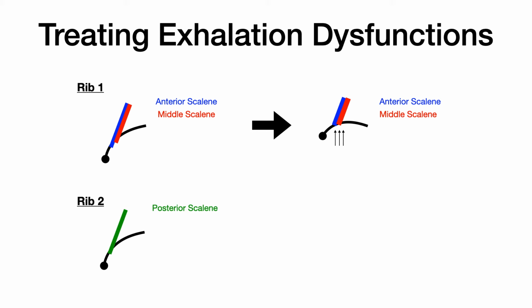Rib number 2 has attachments to the posterior scalene, here shown in green. So if we have rib number 2 stuck down in an exhalation dysfunction and our goal is to get it back up, we would use this technique and contract the posterior scalene to pull that rib number 2 back up.